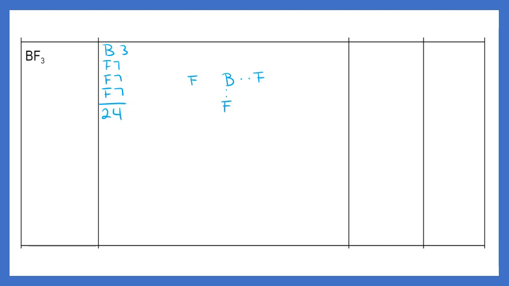1, 2, 3, 4, 5, 6. So we've used 6 so far. That leaves us with 18 to put into our structure. 1, 2, 3, 4, 5, 6, 7, 8, 9, 10, 11, 12, 13, 14, 15, 16, 17, 18. So our structure looks like this. Boron bonded to the 3 fluorines with those surrounding valence electrons.